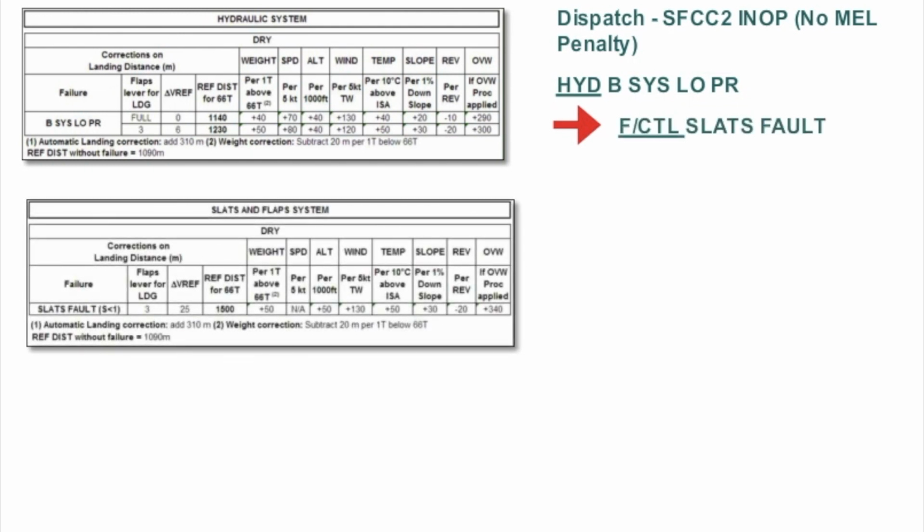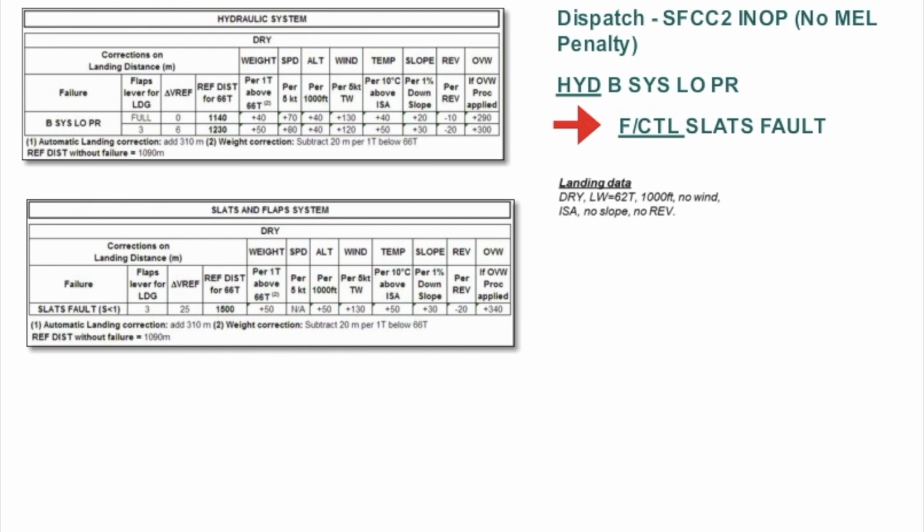Let's use the flowchart to determine the multiple failure landing distance. Airfield and aircraft conditions are as follows. The runway is dry, we are 1,000 feet above sea level, with zero wind, temperature is ISA. There is no slope, we are 62 tons in weight, and we are without reverse thrust.